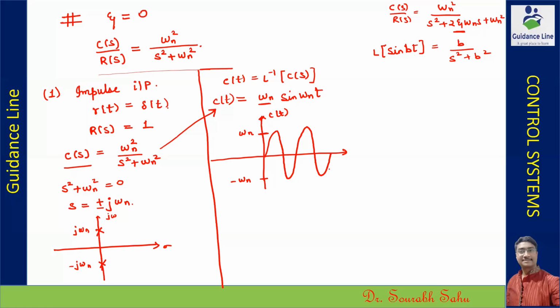इस पर्टिकुलर फॉर्मेट में. And this particular sine wave is having a frequency of omega n, and this omega n we call the natural frequency. Okay, so this omega n represents what? The natural frequency of the system.